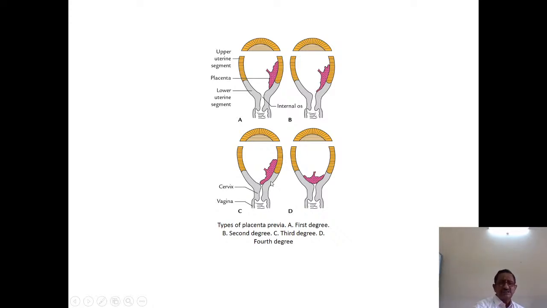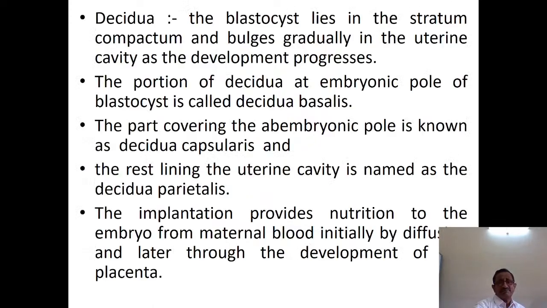Here in the third degree, it is blocking the os when it is not dilated, but once dilatation occurs, this will not block. And fourth degree, it is completely blocking the internal os, and even after dilatation also, the placenta will be blocking. So there will be severe bleeding during parturition, or sometimes in the first trimester itself there will be bleeding and abortion can occur. So for placenta previa, this figure is important. At the same time, you have to write the 4 degrees of placenta previa.